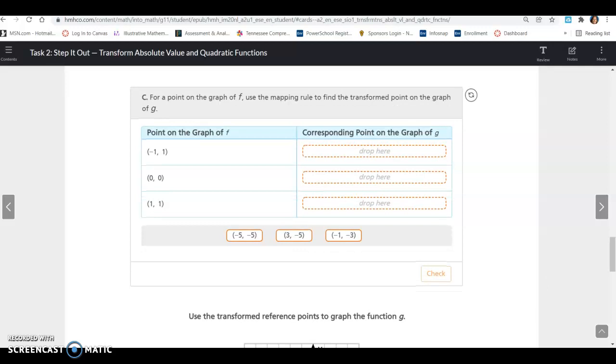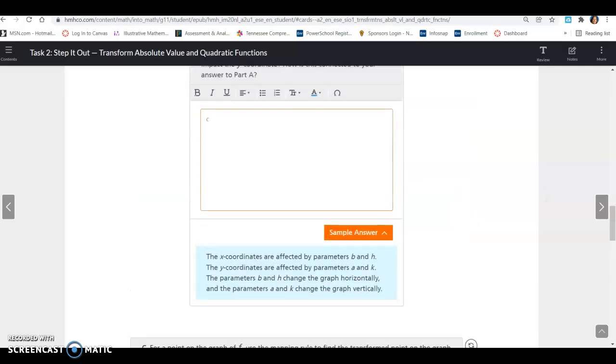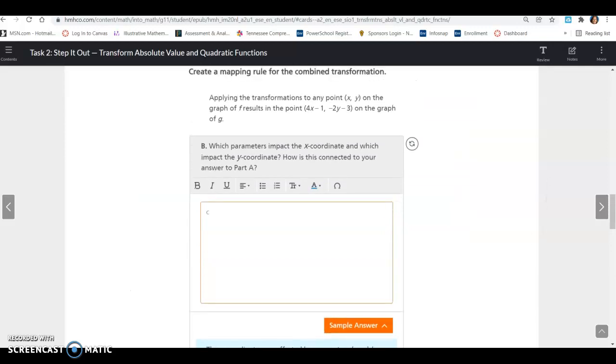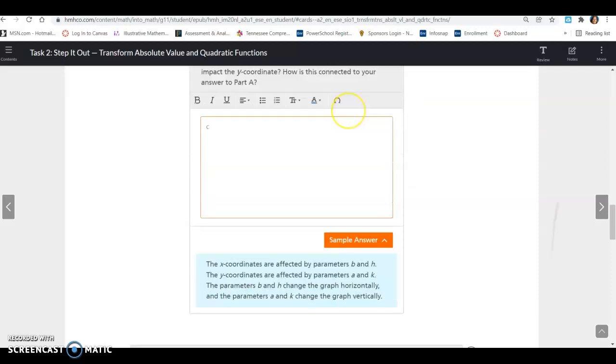The parameters b and h change the graph horizontally, and a and k change it vertically. All right, for a point on the graph of f, use the mapping rule to find the transformed point on the graph of g. So we're going to use the little rule they gave us above. Go ahead and write this down. You're going to need this. 4x minus 1, and then -2y minus 3. And what we're going to do is substitute in our x and our y and see what our new coordinates are.